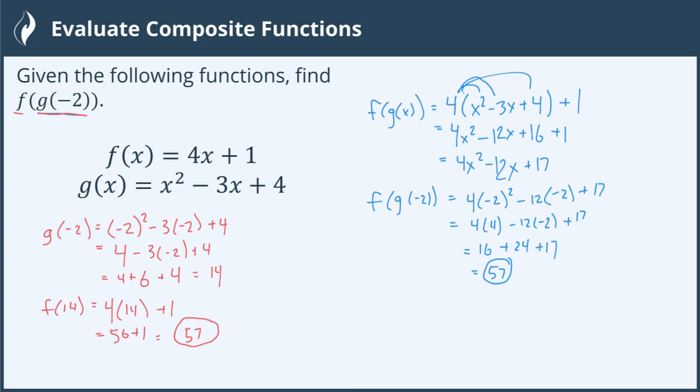So you can choose whether you prefer to do the method in blue over here, where you find f of g of x first, and then input your number, negative 2. Or you can do the method in red, where you work from the inside out. You find g of negative 2, and then use that output as your input for f of x. Either way, it gets you the same answer.